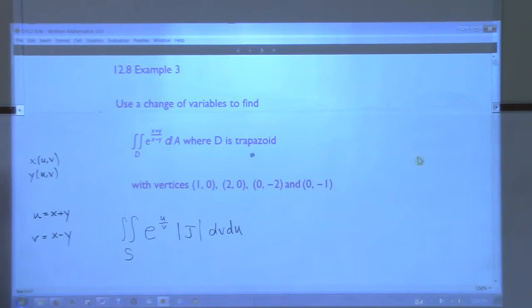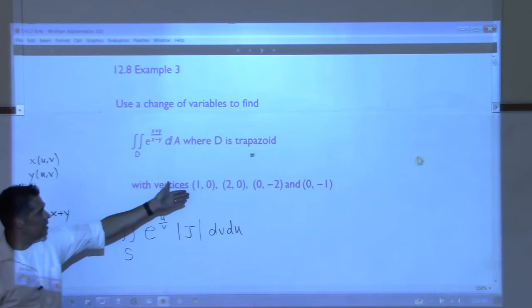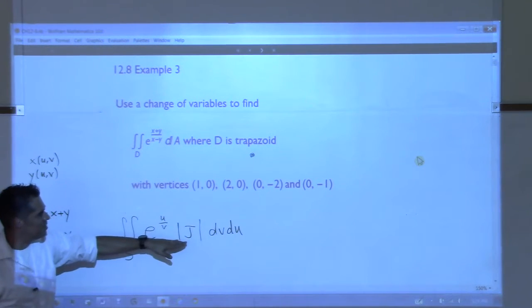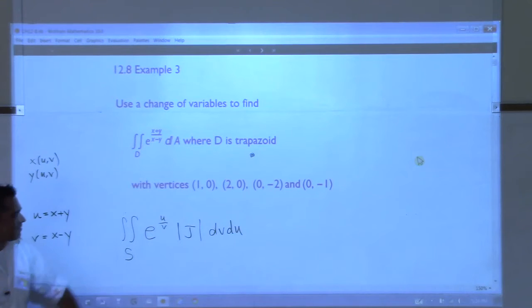Okay, so what do y'all want to do first? Y'all want to go after the Jacobian, or you want to do the region, or you just want to call it a day? Never mind, we'll do one of the first two options. Let's go for Jacobian first, okay? Jacobian first? Okay.